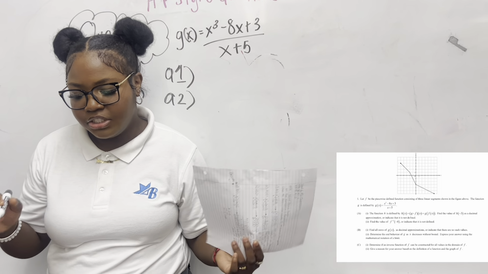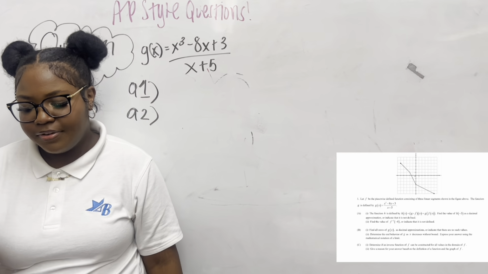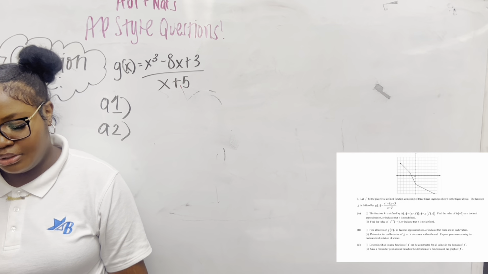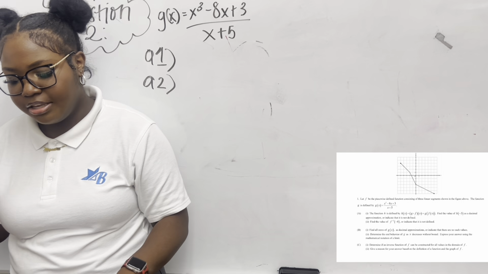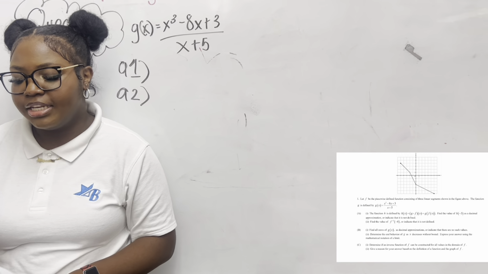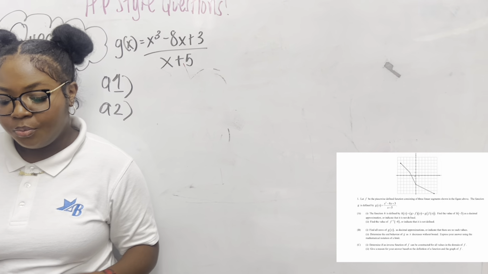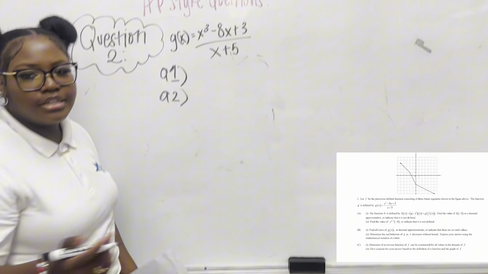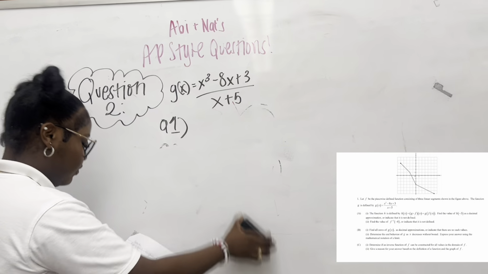A1 is saying the function h is defined by h of x is equal to g of f of x, and it's asking to find the value of h of negative 3 as a decimal approximation or indicate that it is not defined. So we have to find the value of that. So how do we do this? That's a great question. Let's move into A.